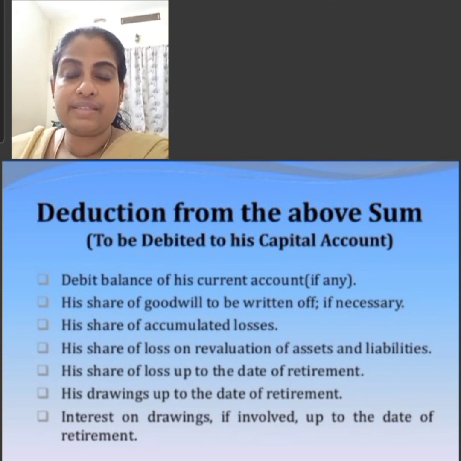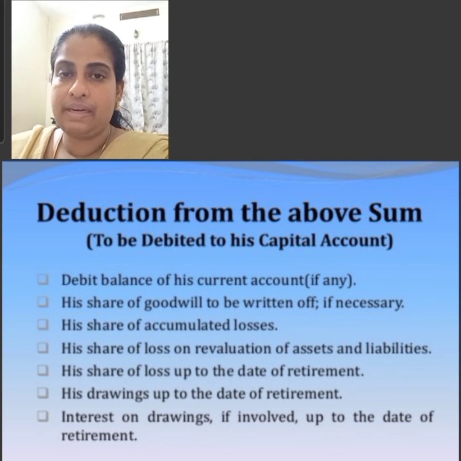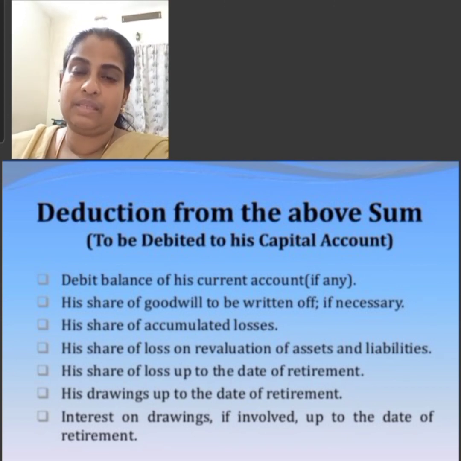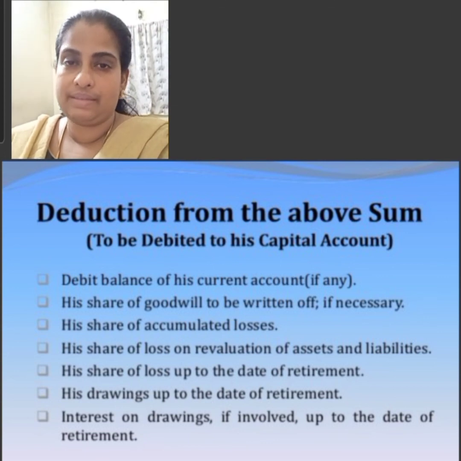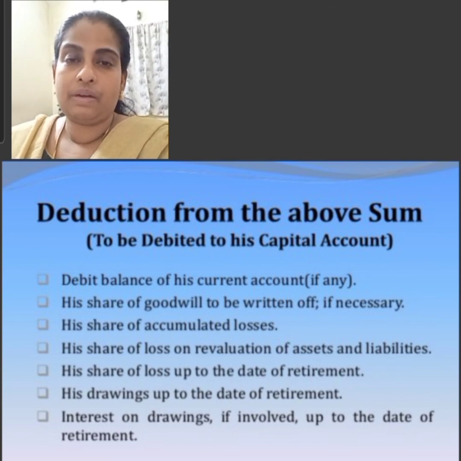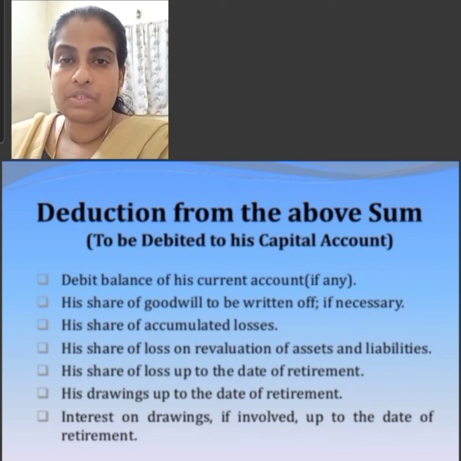After entering these items on the debit side and entering all incomes on the credit side, the next step is to find out the closing balance. The last step at the time of preparing the retiring partner's capital account is to transfer the closing balance to the retired partner's loan account.